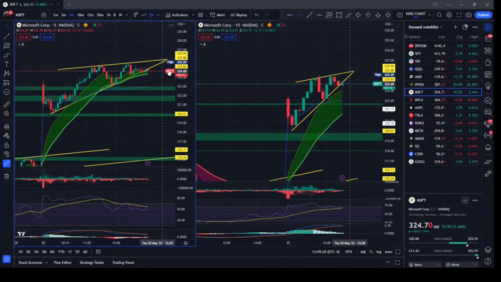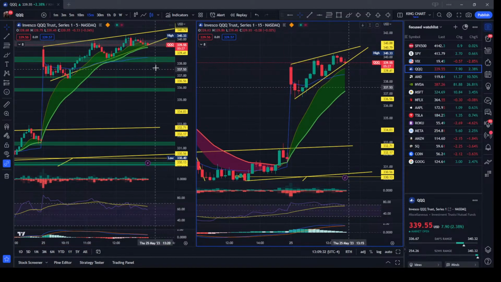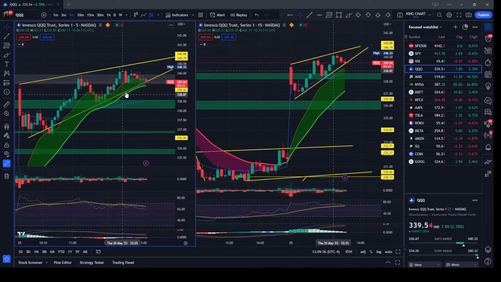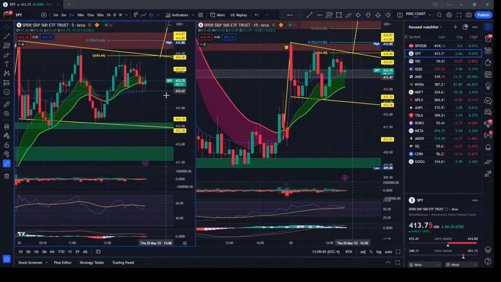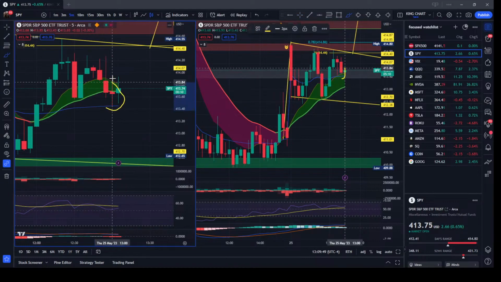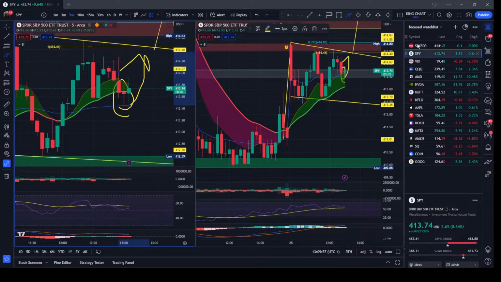AVGO, let's take a look. Well, before we take a look around, let's take a look at our setups. QQQ is rejecting that bottom of the rising wedge. SPY looks like it wants to push back up because we actually just came off this doji candle. So this could be a nice sign that we're actually going to go back to the upside. Look at that beautiful arrow.